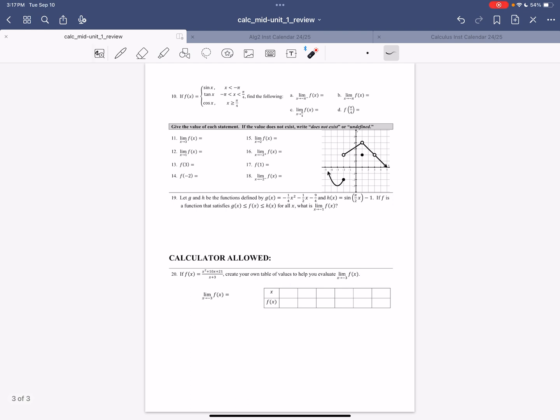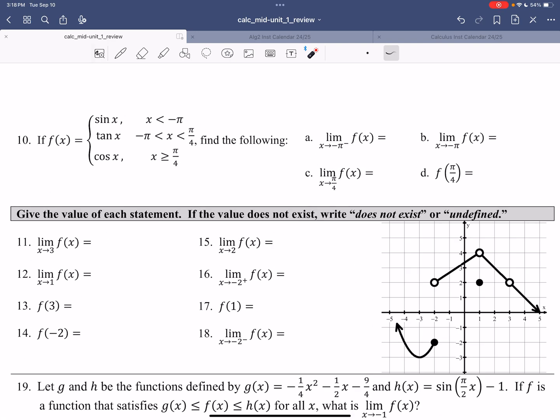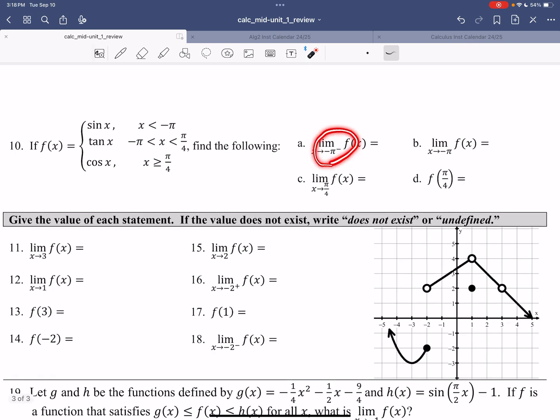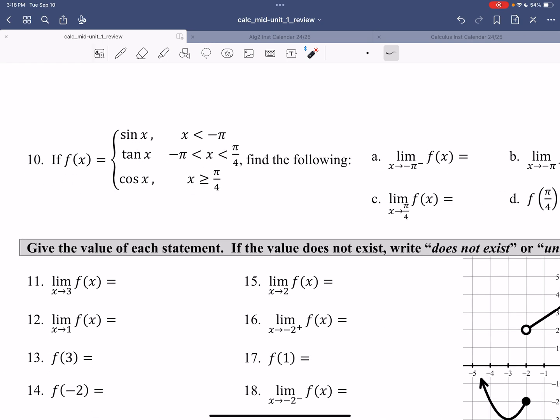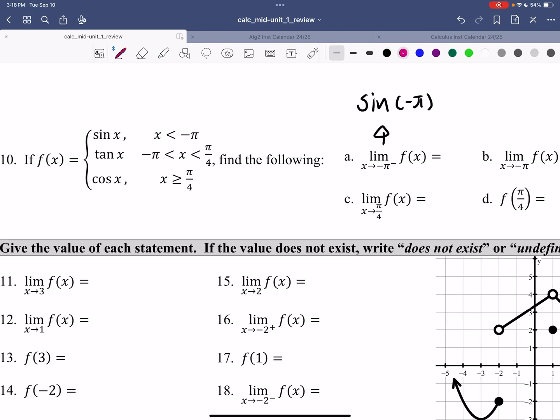On the back side, it's very simple and easy. Let me go over question number 10. So for question number 10, you just have to know where to plug this one in. For example, in this case, where does negative pi from the negative side belong? So that's smaller than negative pi. And as you can see here, x is less than negative pi. For this one, I'm just using sine. So I'm going to use sine of negative pi. This one, if you use a calculator, is going to be equal to 0.